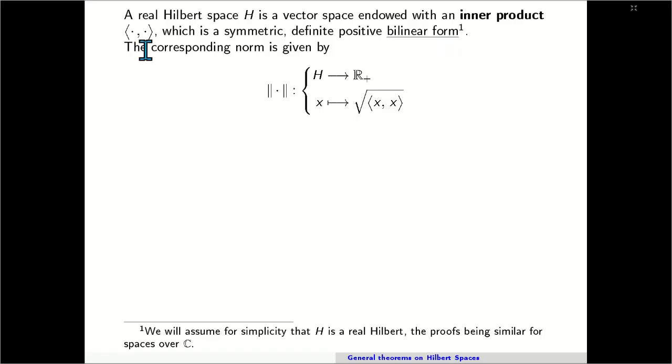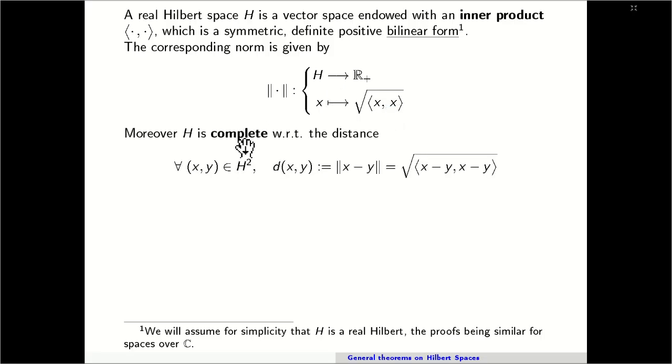Over C, one has to choose a convention whether the sesquilinear form is linear or antilinear with respect to the first or second variable, and it will clutter the notation with real part, imaginary part, complex conjugate, modulus, which bring nothing to the understanding, so we'll assume that H is a real Hilbert space. To an inner product is associated a norm, and the Hilbert space is complete with respect to the following distance.